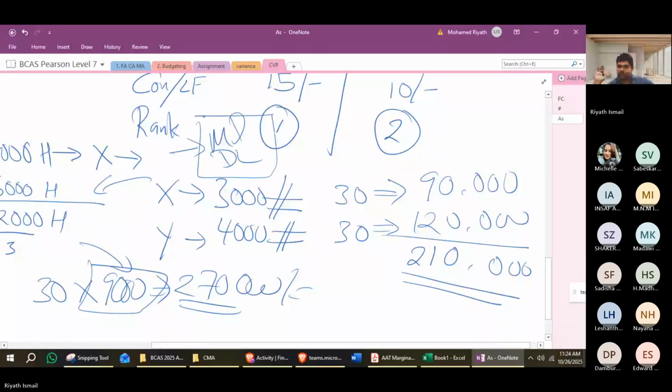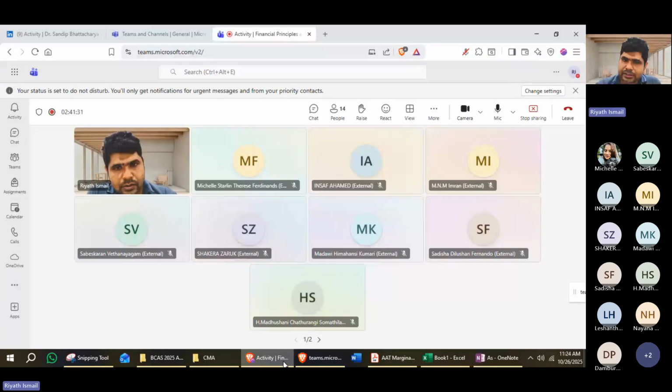Is it clear? Any doubt, please let me know. It is basic. If we make a mistake in fundamentals, we can't go forward. Any questions? Okay, let's move. If you have any unclear area, please let me know. Thank you.